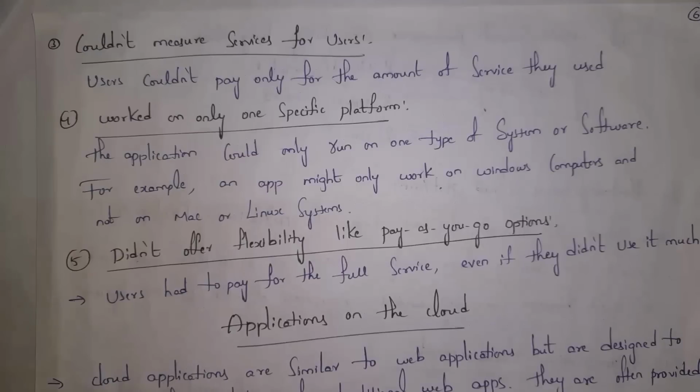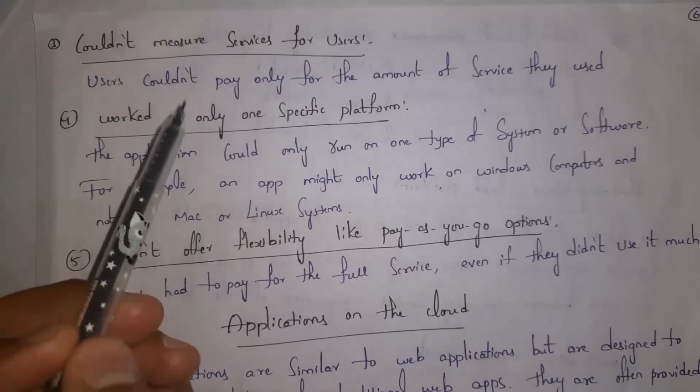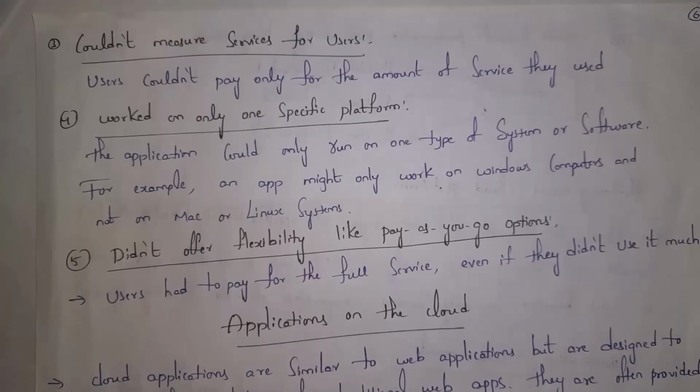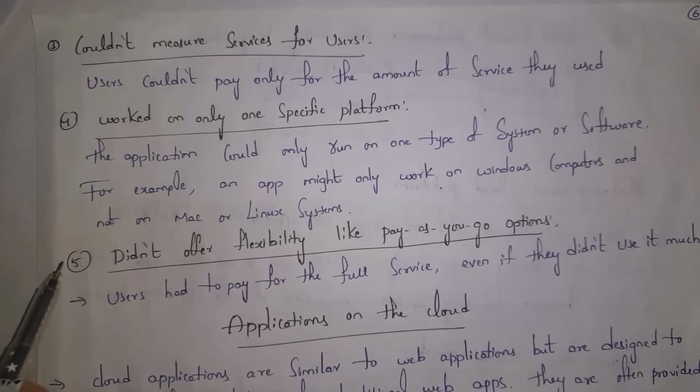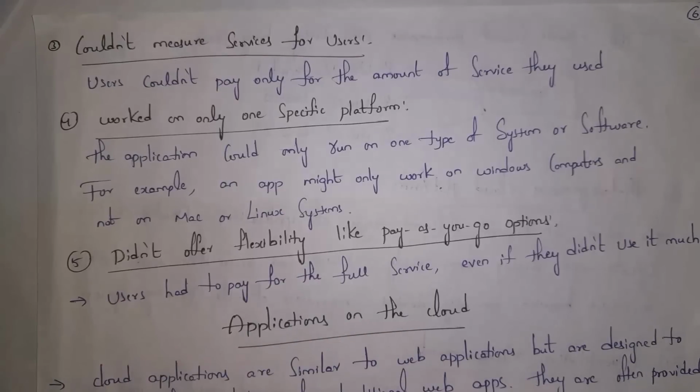Third limitation is couldn't measure services from users. Guys, for some web applications, you need to pay money, even though if you use or don't use that application, you need to pay money. And fourth one is worked on only one specific platform. Guys, some applications will work in one platform and will not work in other platforms. For example, one web application will work in Windows, but it will not work in Linux or Mac. Fifth limitation is didn't offer flexibility like pay as you go options. Guys, for some web applications, even though if you use or don't use that application, you need to pay complete money. So users had to pay for full service even if they didn't use it much.